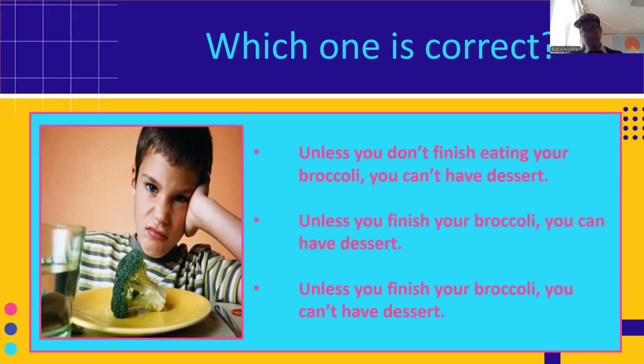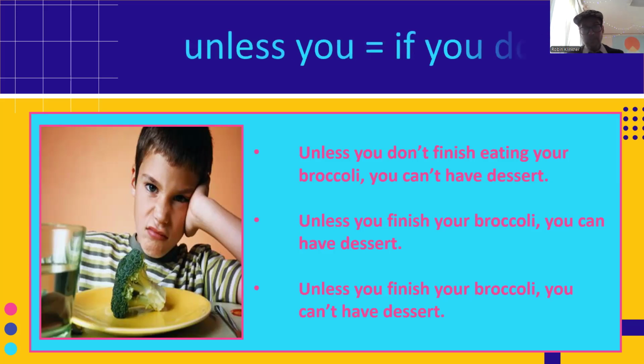Okay, the top one. Unless you don't finish eating your broccoli, you can't have dessert. Doesn't make sense. So it's going to be between the second and the third one. Unless you finish your broccoli, you can have dessert. If a parent said that, the child would be like, awesome. I'm not going to finish my broccoli. So it's actually the third one.